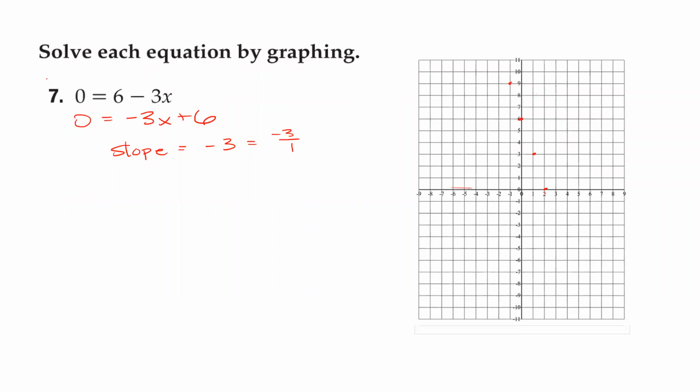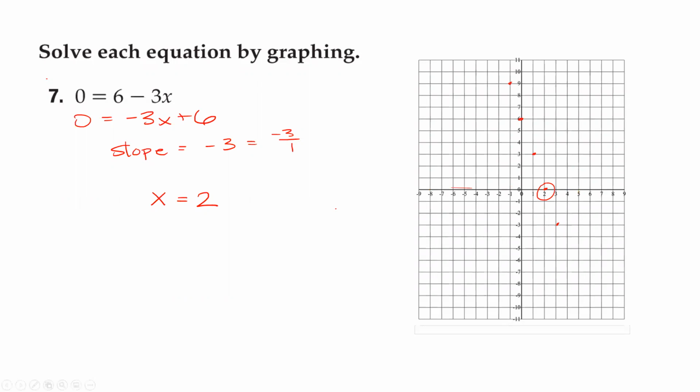Okay, so then I can over here go down 3 and to the right 1. So I see that it crosses my x-axis at positive 2, okay? So the solution is x equals 2, okay? So you would start at the y-intercept and then use the slope to keep making points until you cross the x-axis. And this one crosses at exactly 2, okay?